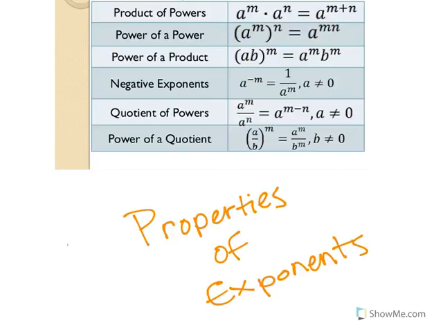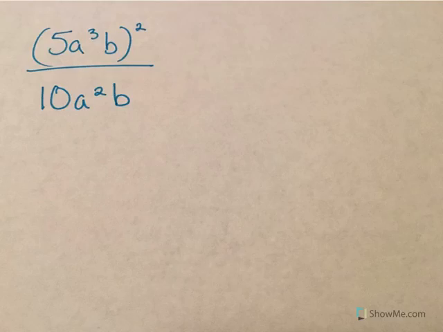In this lesson, we're going to use the properties of exponents to simplify expressions. The first thing I do to simplify this expression is figure out what to do with this 2 right here so that we can get rid of the parentheses. Whenever I see parentheses, I'm going to use the power law, and the power law says that we multiply the exponents inside the parentheses by the exponent outside of the parentheses.